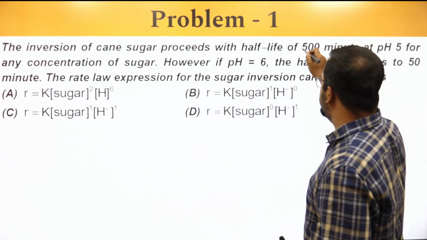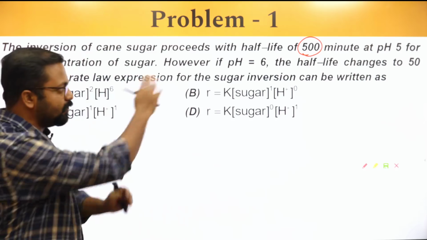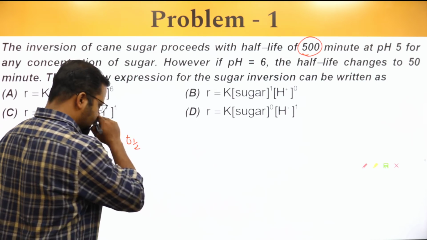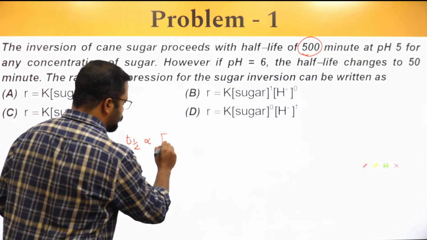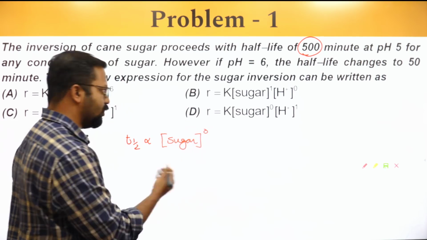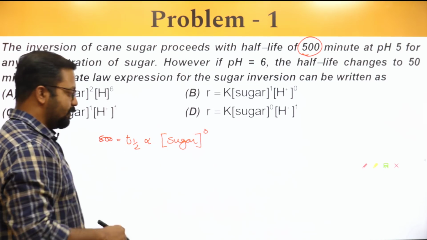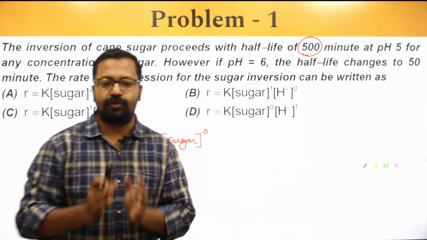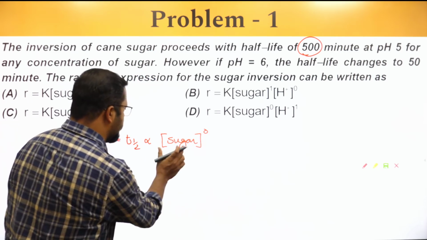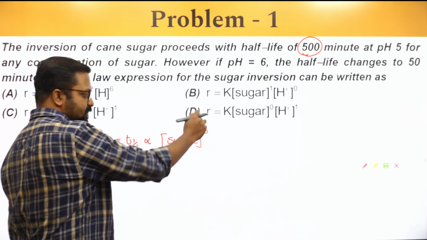So if we take this information into account and try to identify what we can derive using this, we can say that T half is proportional to sugar to the power 0, because it's written that the half-life, which is 500, is independent of the amount of sugar. So T half is independent of the amount of sugar, so amount of sugar to the power 0.